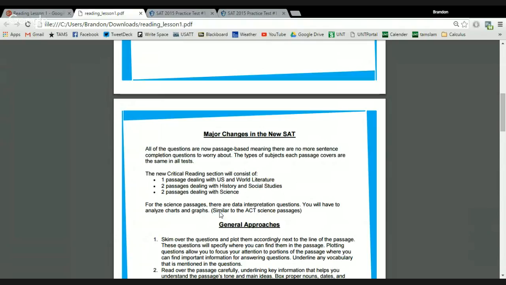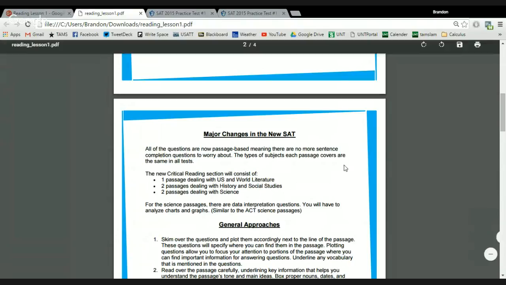Now, for the science passages, there are data interpretation questions. You will have to analyze charts and graphs, and this is quite similar to ACT science passages if you've taken ACT or will be taking ACT.